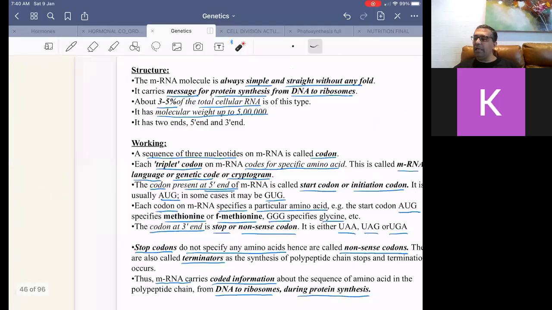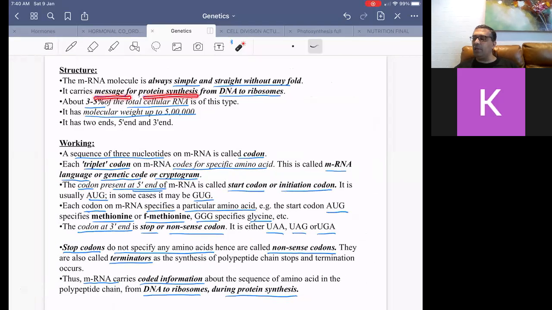The mRNA carries message for protein synthesis from DNA to ribosomes. mRNA carries a message from the DNA to the ribosomes. Because it carries message for protein synthesis, it is rightly called the messenger RNA. It is about 3 to 5% of the total RNAs. If you count at random any 100 RNAs inside a cell, then only 3 to 5% are mRNAs. They are the least in number.